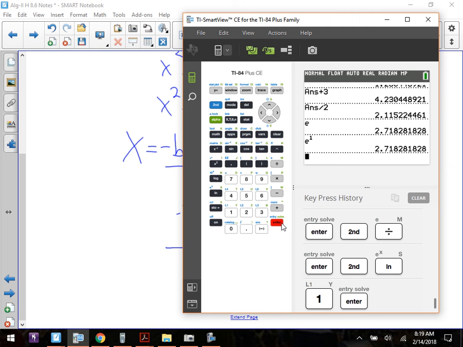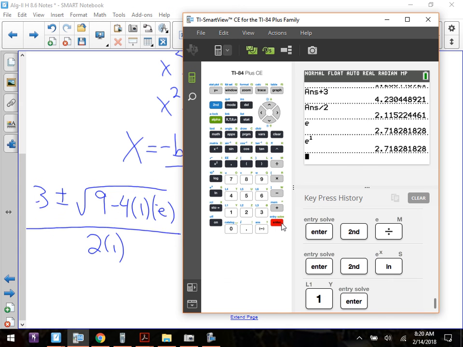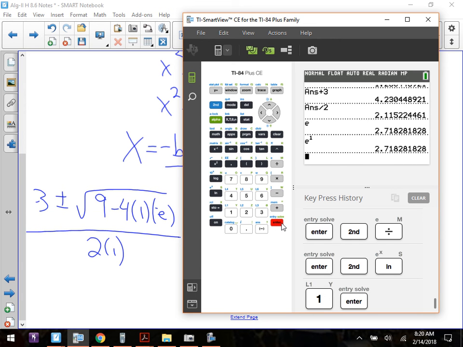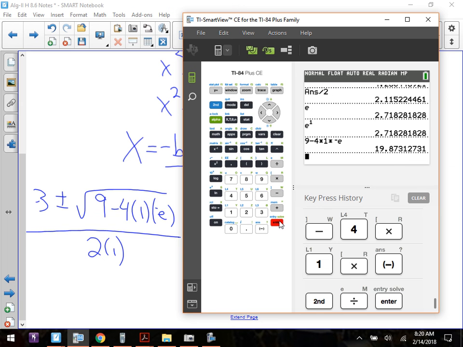Okay. I had completely forgotten that there was the E button above the division symbol, so thank you. So in my calculator, I'm going to type in this beautiful looking thing underneath the square root, the discriminant. So if I type the discriminant in, I get 9 minus 4 times 1 times negative E, and I get some crummy decimal. You okay with that? There's my discriminant. My discriminant is positive, therefore I have 2 real zeros.